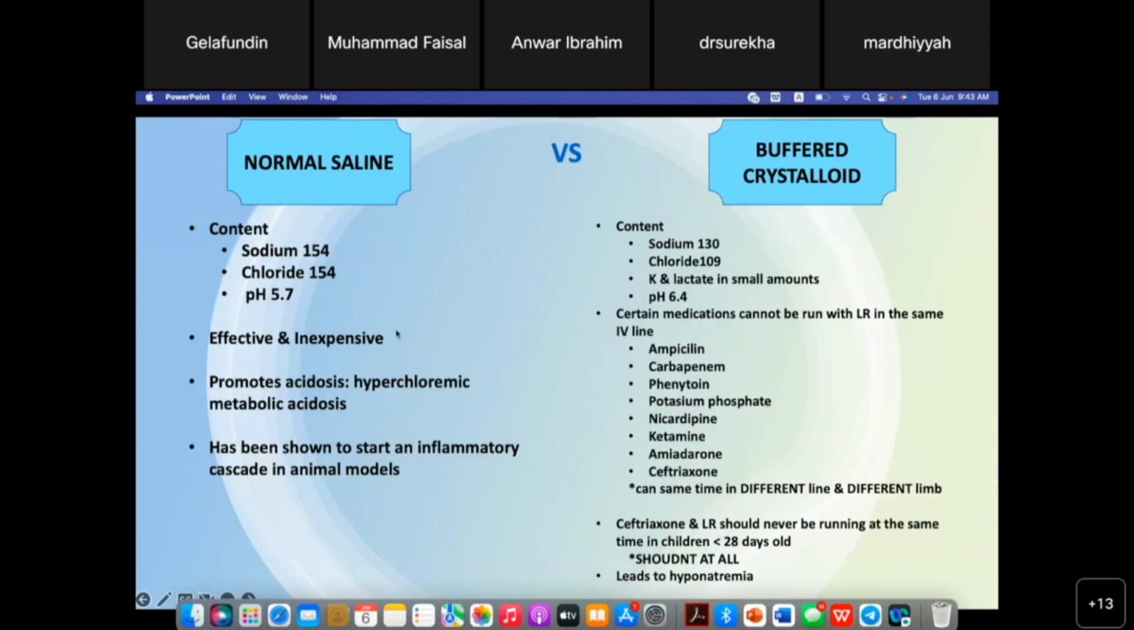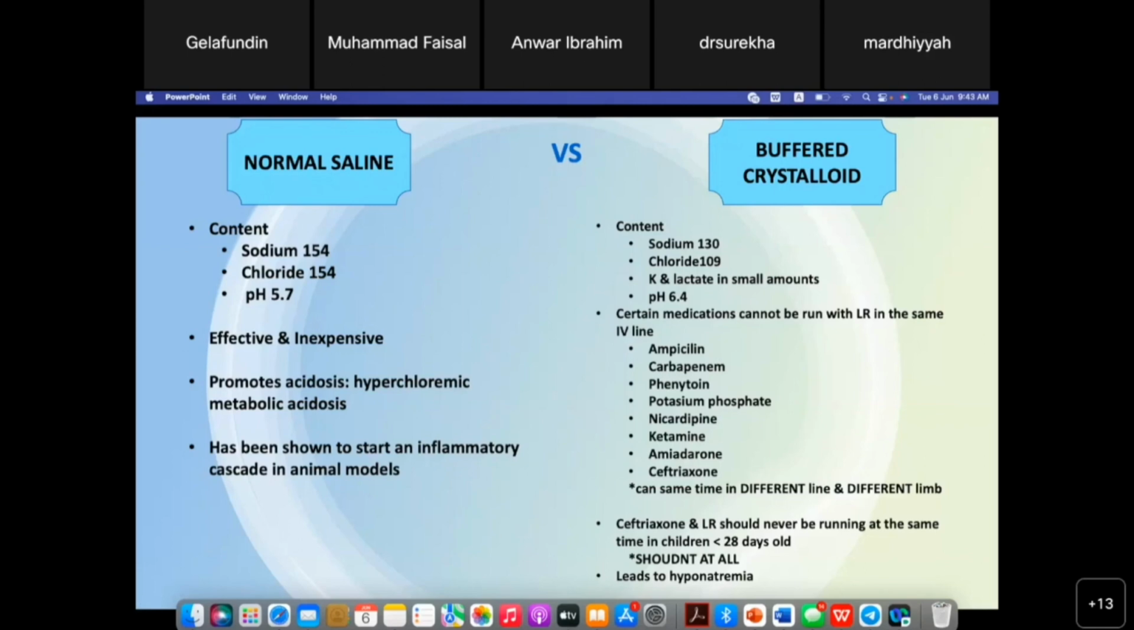However, normal saline promotes acidosis because of the high chloride content. It can lead to hyperchloremic metabolic acidosis, which is actually a non-anion gap acidosis. Okay, so hyperchloremic metabolic acidosis can eventually lead to hyperkalemia too, because if you remember our basic science, for metabolic acidosis, there will be a shift of the hydrogen ion into the cell, and the potassium will swap out from the cell. So eventually you will get hyperkalemia.